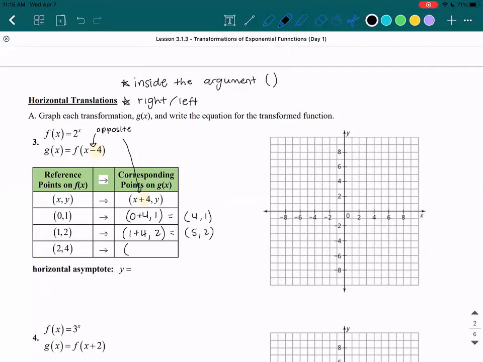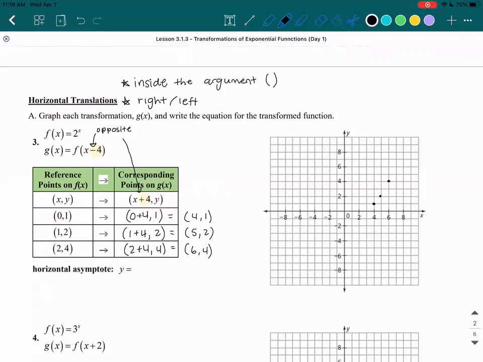Last one, our x changes. So instead of a 2, we go 2 plus 4, and the y stays the same. The x is changing for horizontal translations. And we get 6, 4 as our final point. So let's graph this out. 4, comma 1, that's right over here. 5, comma 2, 6, comma 4.